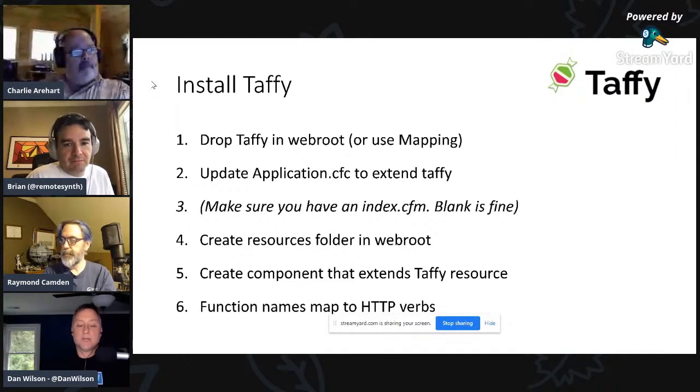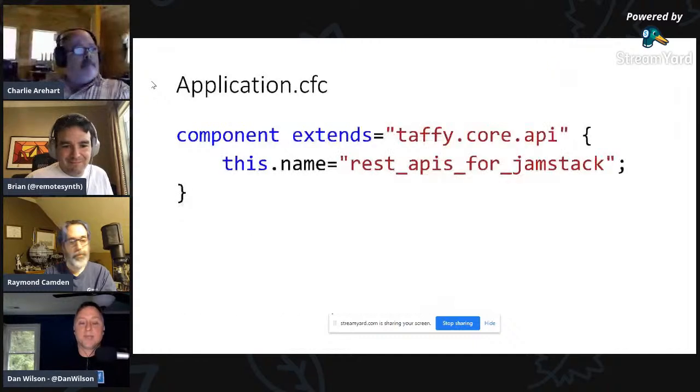Then you'll create a resources folder in your web root, and this will hold all of your API components. You can nest them and put in subfolders if you want. And then you just create a component and map a function name to whatever HTTP verb you want to use, and you're all set. So the application CFC part kind of looks like this.